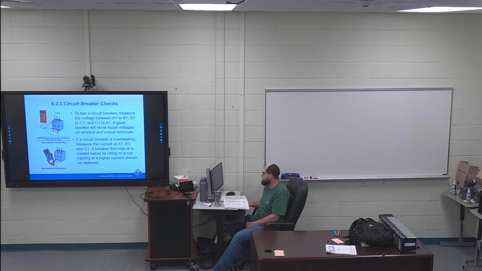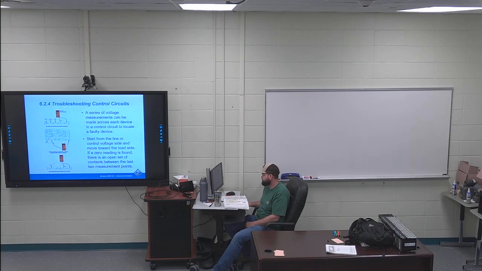Pages 52 and 53, nothing highlighted on those. They go through, 52 goes through checking your voltages and current coming off of your circuit breakers or your fuses. 624, troubleshooting control circuits. Control transformer checks, nothing highlighted in those. Read through those. Page 54, contactor relay coil resistance checks. So if you're checking the resistance of your coils.